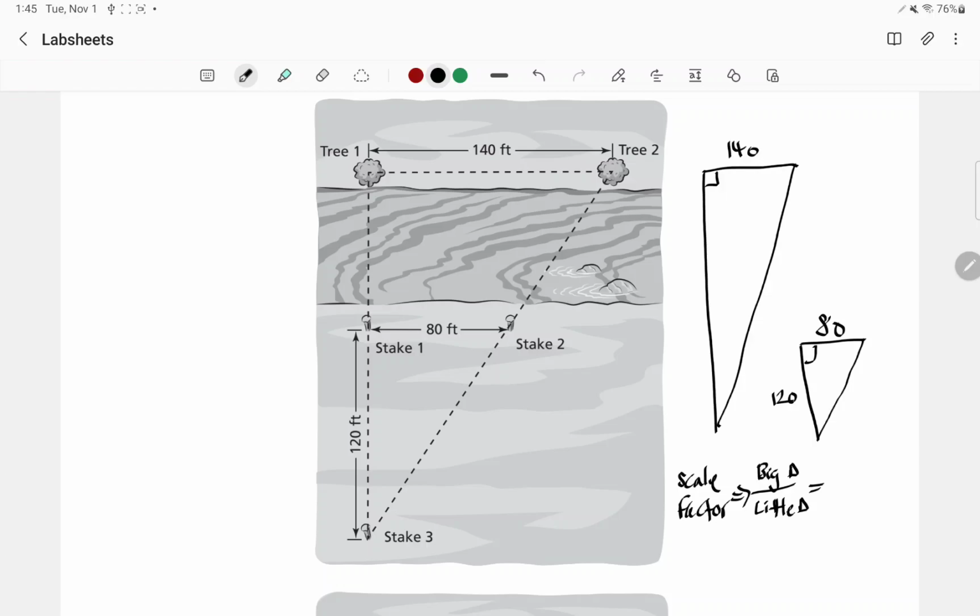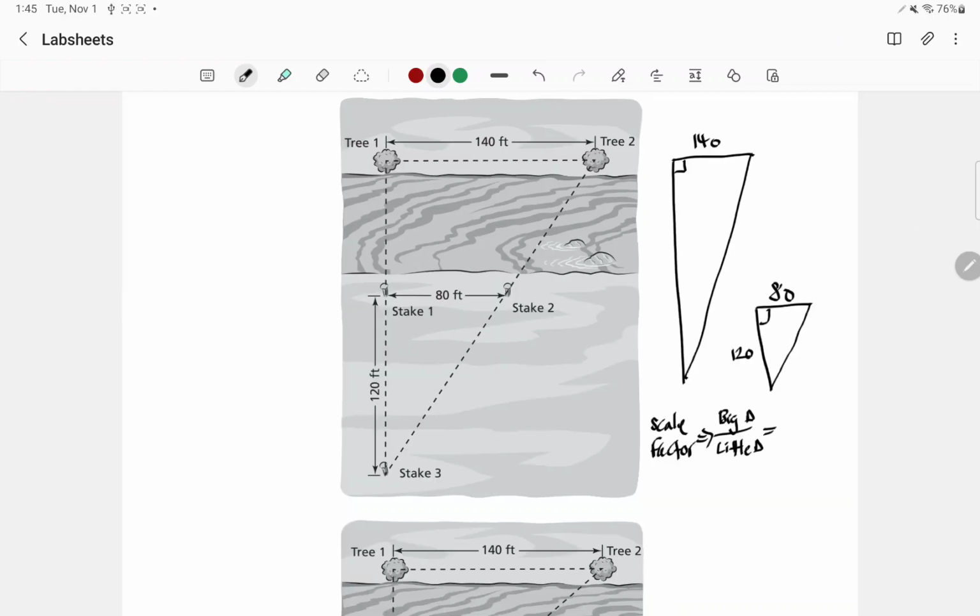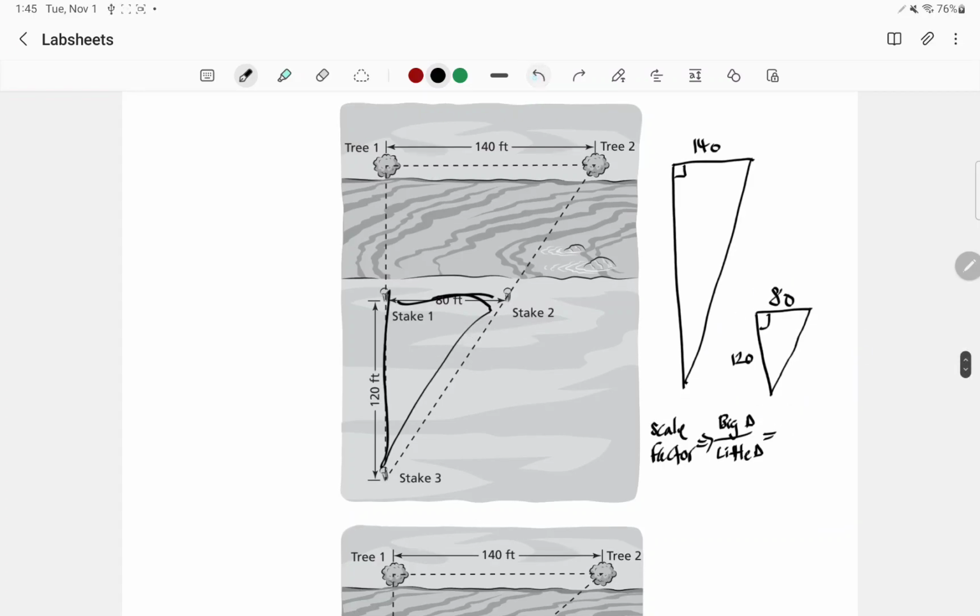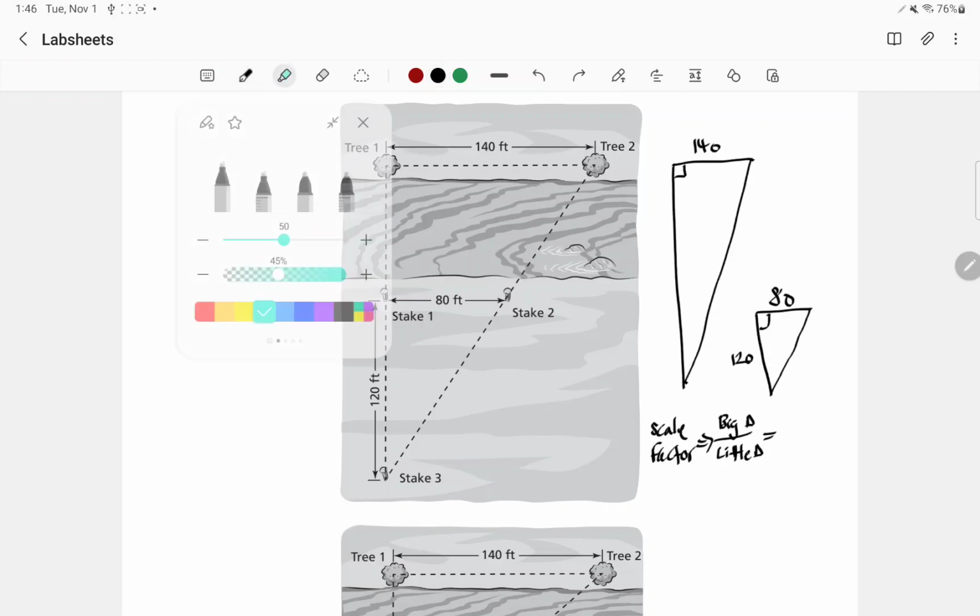Okay, so this is how I set it up, and you are welcome to set it up however you want. But again, I pulled this nested triangle out, and that's what I have right there. So I have that nested triangle separate so I can see it's separate, but it's still similar to that larger triangle. And I labeled things that I knew.